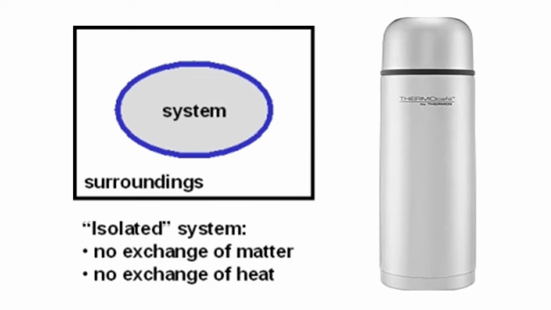Isolated system has no exchange of matter and no exchange of heat. One such example is a thermos. As you can observe, if you put hot water in a thermos, the heat will not escape. Therefore, it's a good container for retaining hot objects.